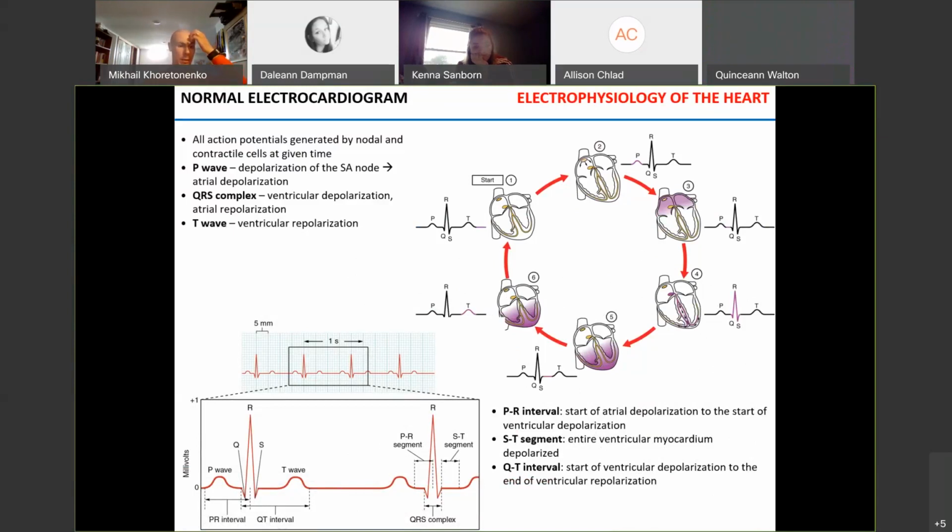Basically, these are six things that you should know. Okay, so what's the PR interval? That's the time it takes to go from starting depolarization of the atria to starting depolarization of the ventricles. Why is the ST segment important? Because it tells you how long your ventricles are contracted. Why is the QT interval important? It shows you how long the depolarization and repolarization of the ventricles go on.